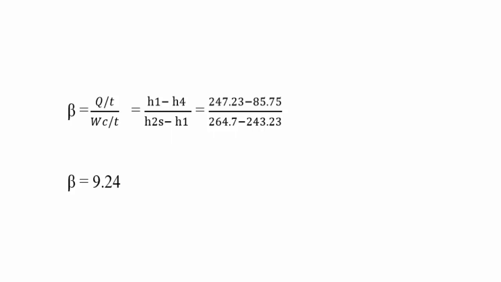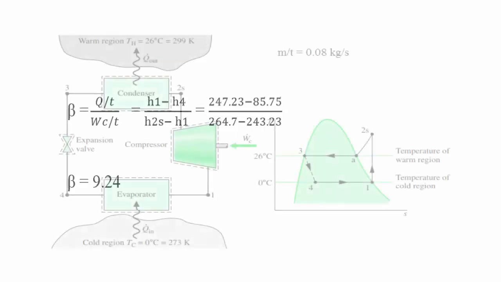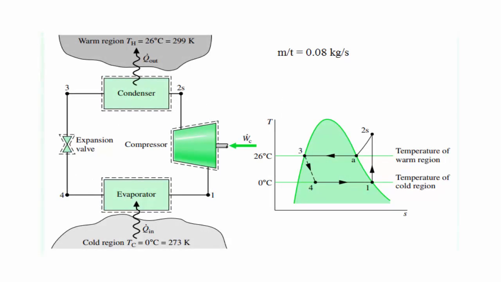Now finally we will calculate the coefficient of performance which is denoted by beta. It is equal to Q dot in by WC, which is equal to H1 minus H4 divided by H2S minus H1. We put all four values, and the coefficient of performance came out as 9.24. So this was pretty easy to solve the problem of the refrigerant cycle. Now in the next video I will tell you the improvements of the refrigerator cycle.